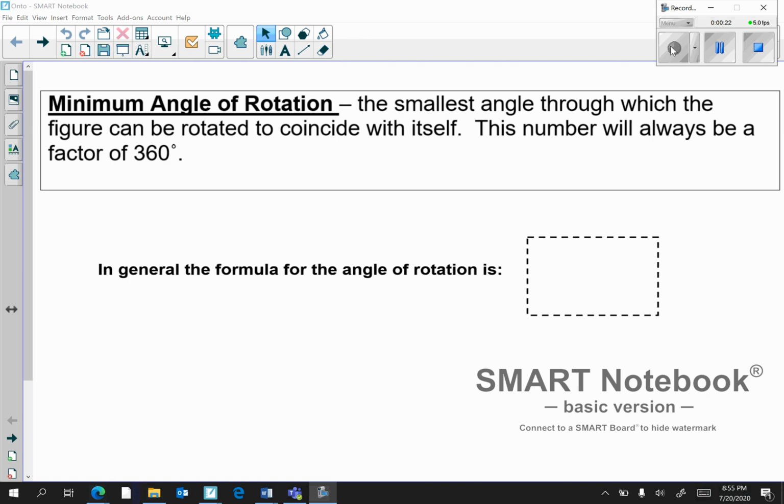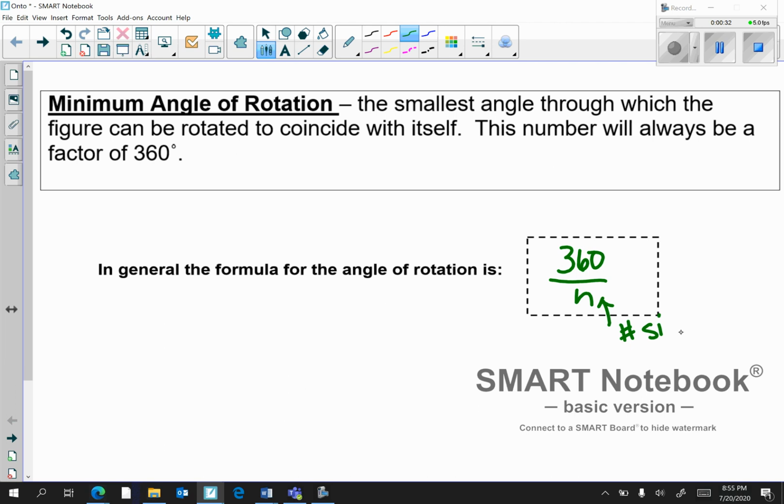The general form for the angle of rotation is 360 degrees divided by n, and n is the number of sides of the figure.